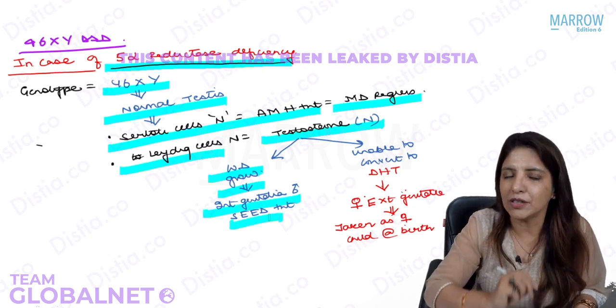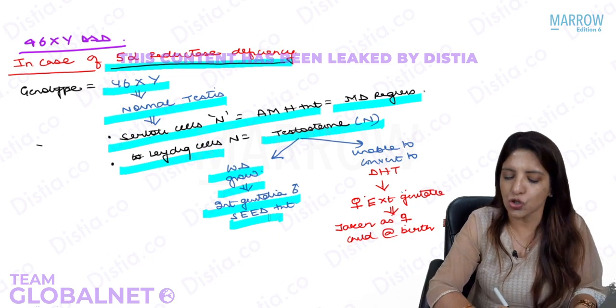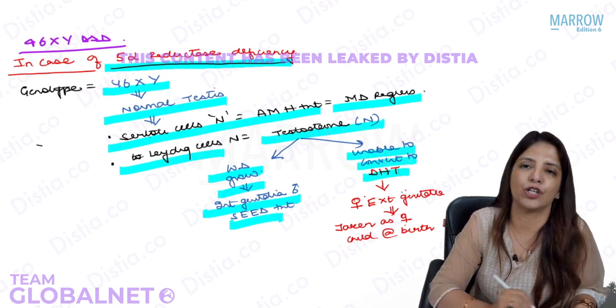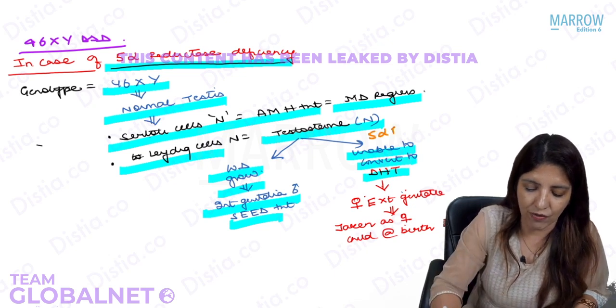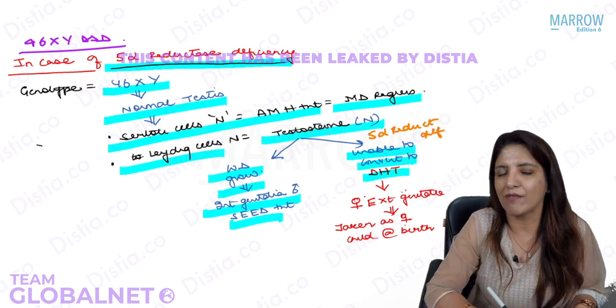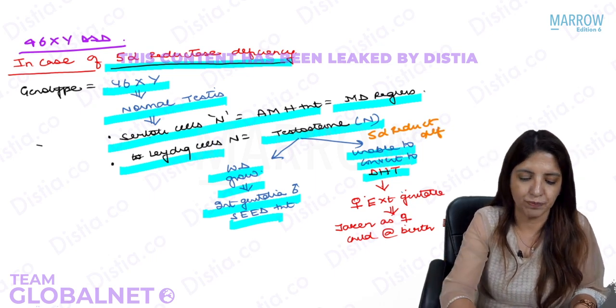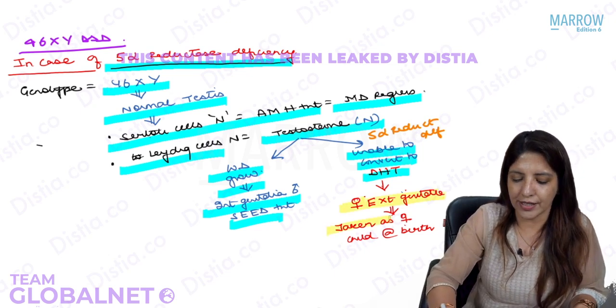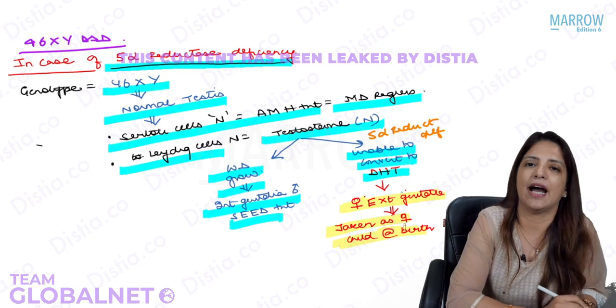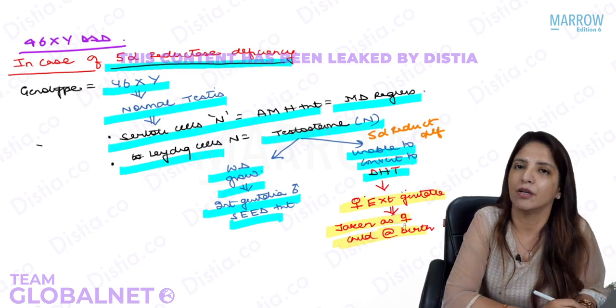Now, the problem in these individuals is that testosterone is unable to get converted into dihydrotestosterone because there is 5-alpha reductase deficiency. Because there is 5-alpha reductase deficiency, they are going to have female external genitalia, and again they are taken as a female child at birth.